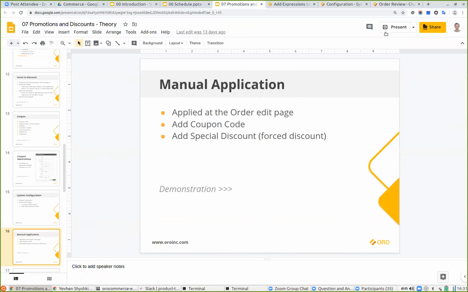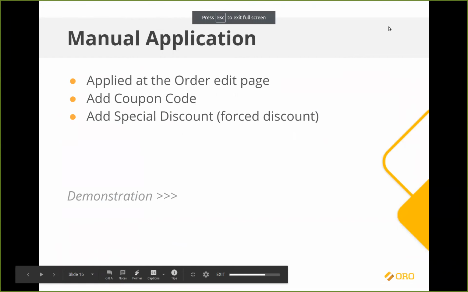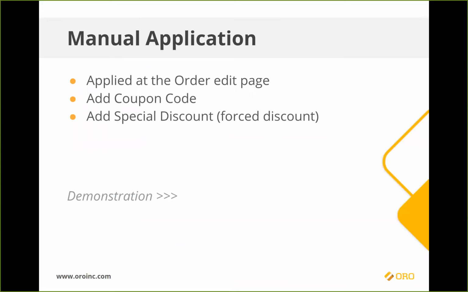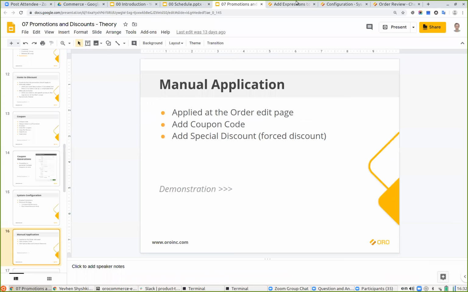Then we have the manual application of discounts. So you may manually apply a discount to an already submitted order and manually apply a coupon code, let's say to apply some discount which the customer forgot to do during the checkout. And finally, you can also add a special discount to apply on top of all the other discounts. Let's say if we have some kind of tricky situation with the customer, but we still want to persuade him to buy something. In this case, we can add a special discount no matter what other discounts were set in our application. Let us see how to do it.